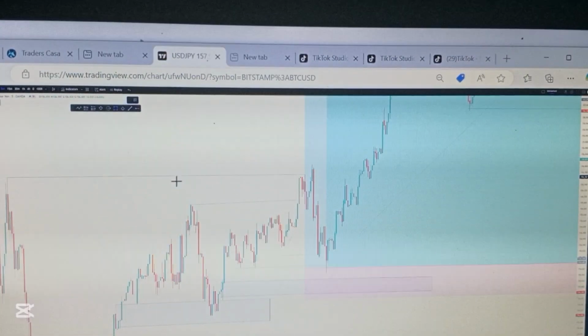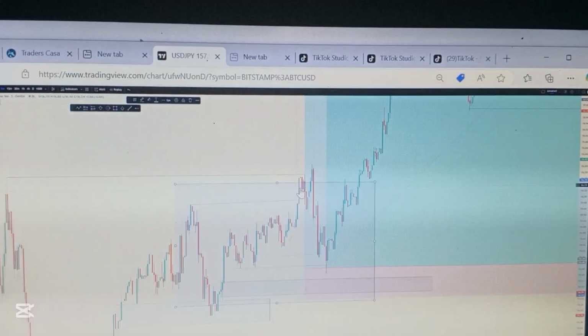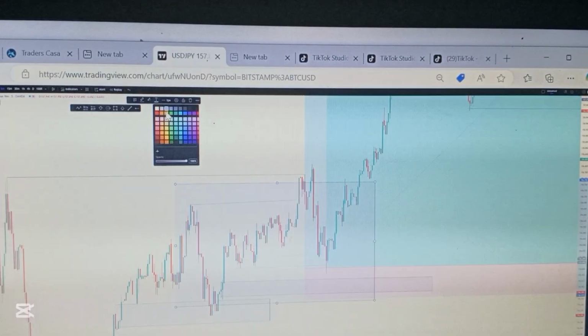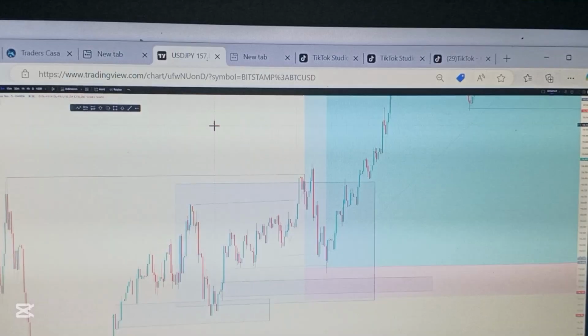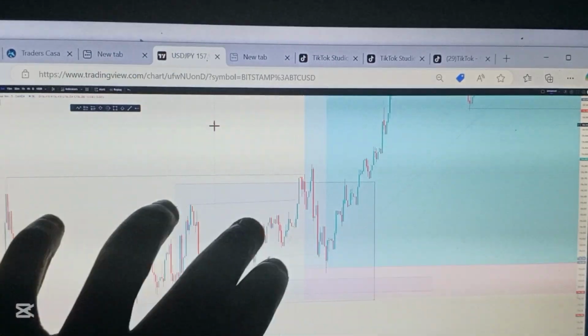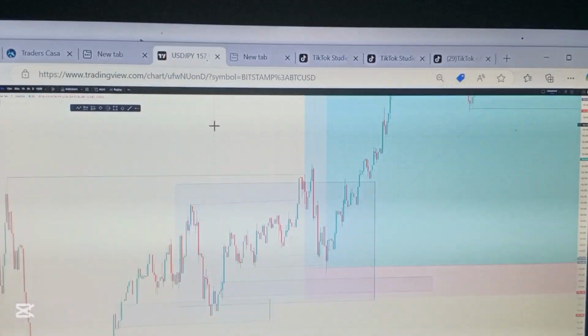I'll just show you the trade I took last week, so there's no need to go back to my history. These are the same thing. I use the same process to take all my trades. Let me show you this.